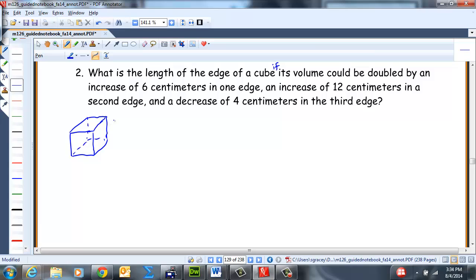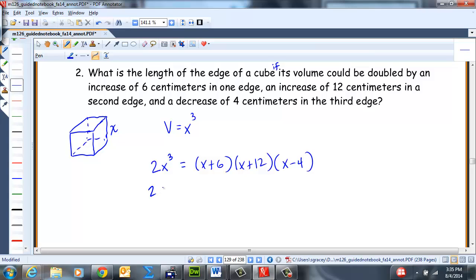All right, so if we let x be the measure of an edge, then the original volume would be x cubed, right? So if you double x cubed, you get 2x cubed, right? So 2x cubed represents the doubled volume. And then an increase of 6 centimeters on one edge, so that would be x plus 6. An increase of 12 would be x plus 12. And a decrease of 4 would be x minus 4.